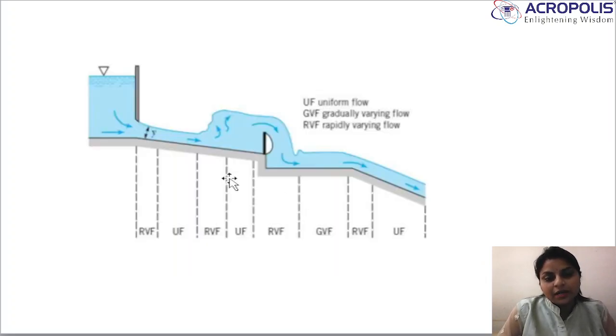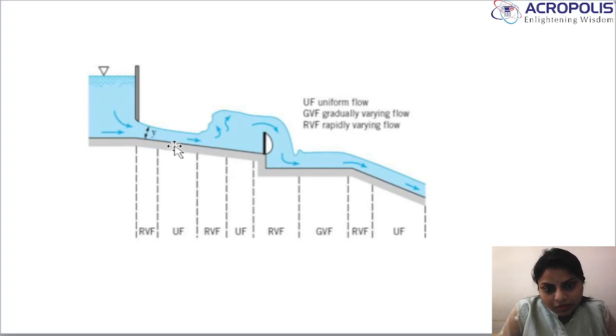Again, with this diagram, you can see here the depth of flow. This is the depth of flow, and in the previous condition, this is the depth of flow. Over a small length of the channel, the depth of flow is changing abruptly. This is known as rapidly varied flow.